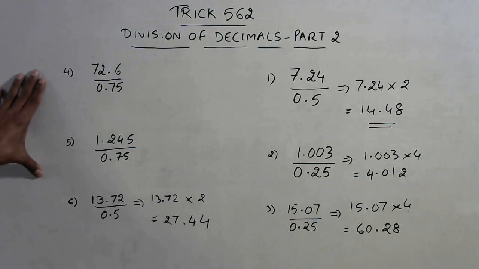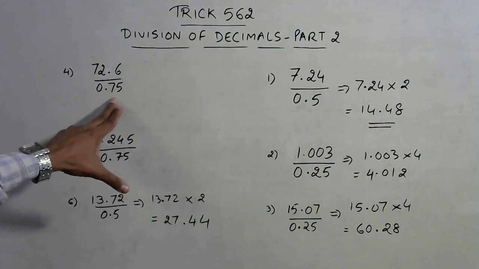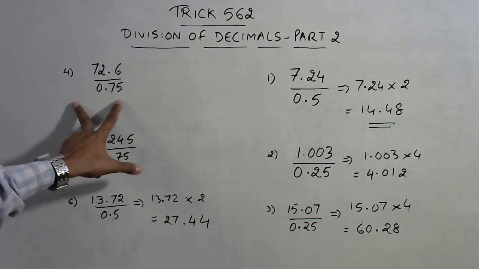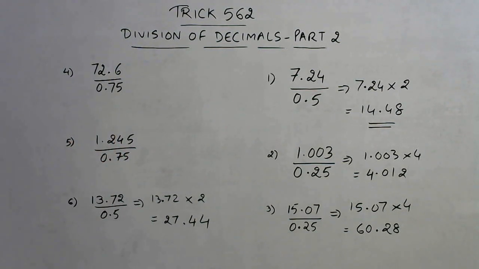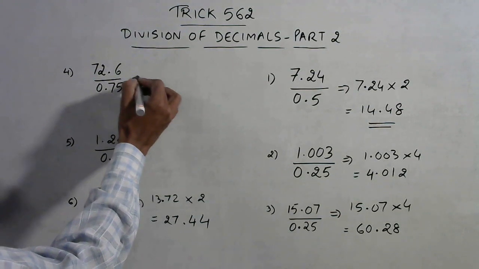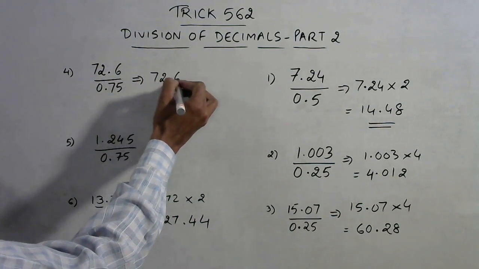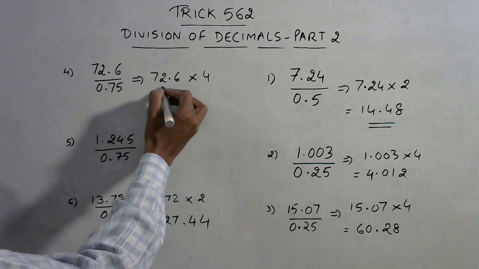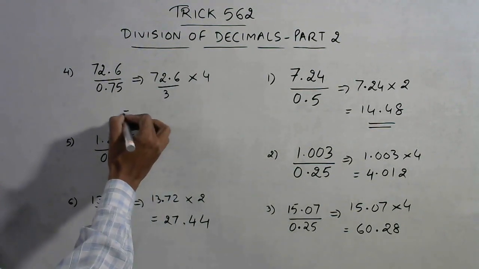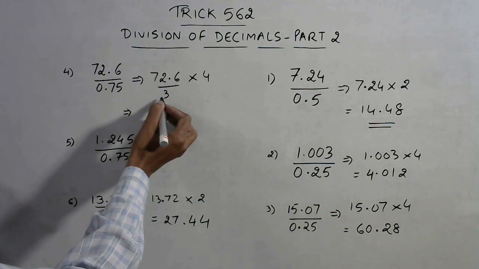Likewise, we have two more questions here in which the denominator is 0.75, and again you need to understand what 0.75 is. Once you know 0.75 is 3 upon 4, that is 3 quarters, the problem becomes very simple, and this problem is actually the number in the numerator multiplied by 4 and divided by 3. So what you need to do here is to divide this by 3 first.